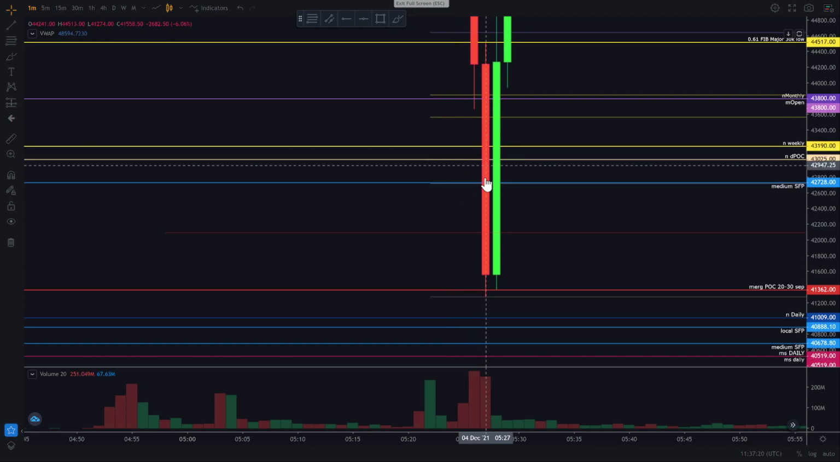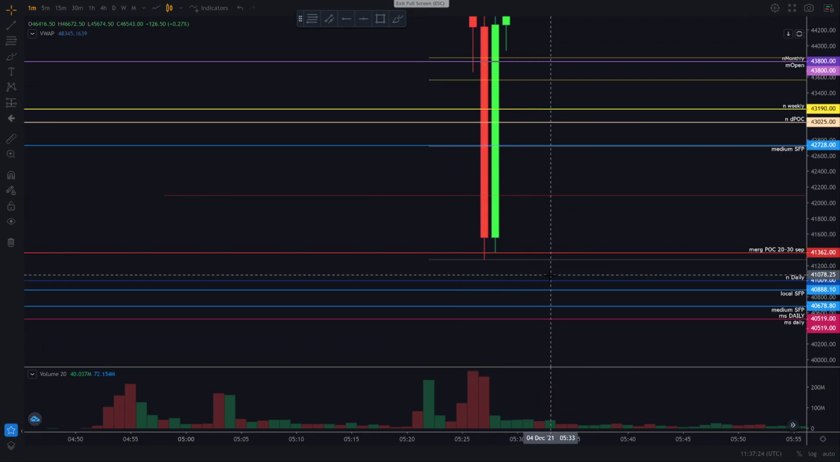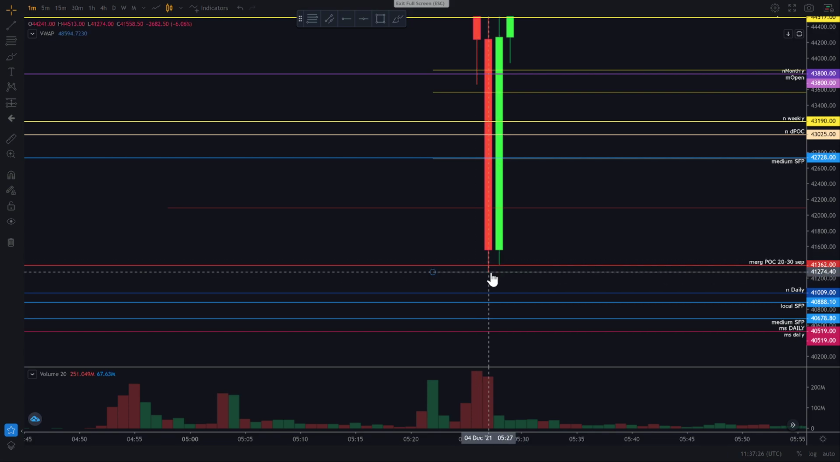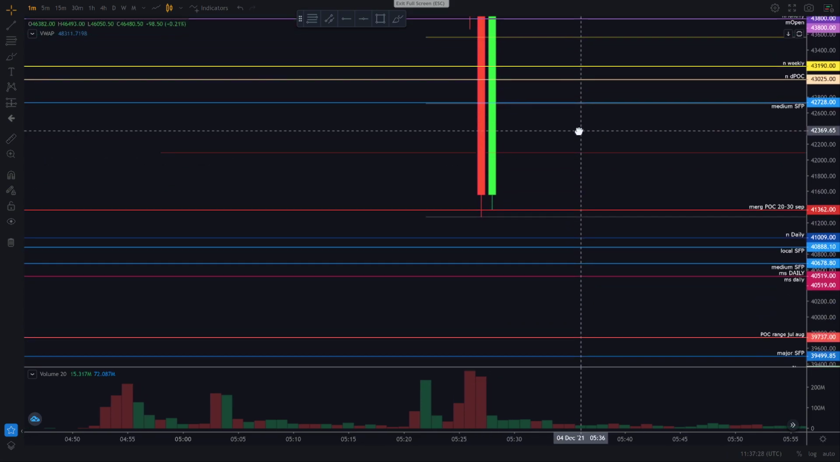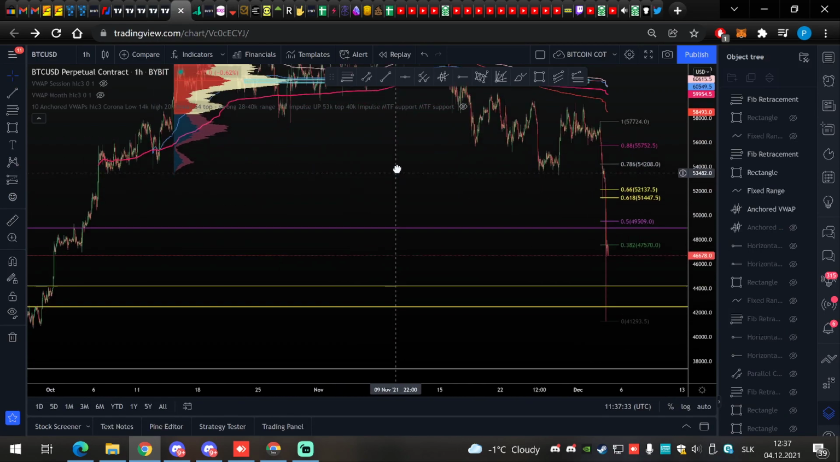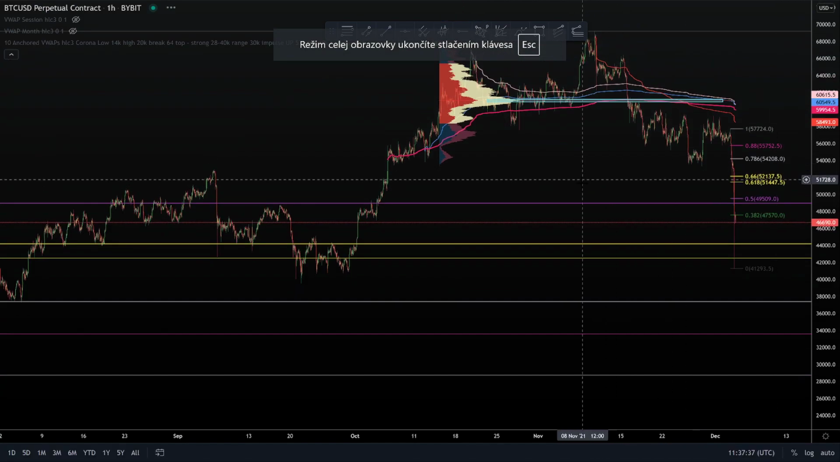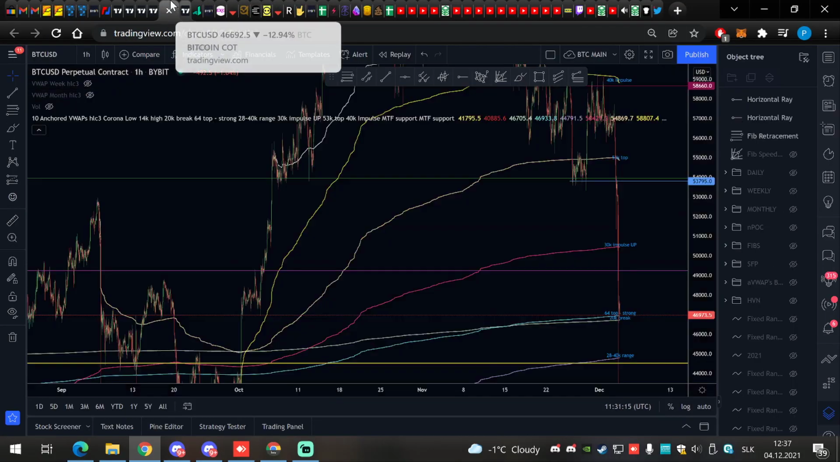Nothing can stop it. Look here, overextension. But we stopped exactly on other levels. I will show you. This is some merged POG of the previous range. We still have it there. But what is important to show? We stopped here. Time to zoom out. Let's go to this chart.